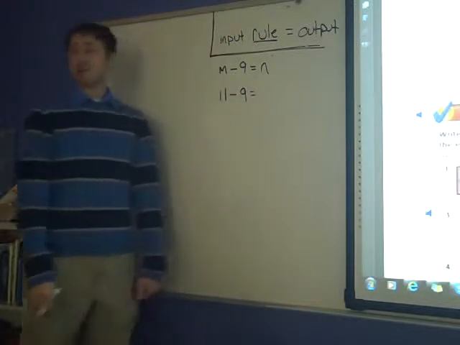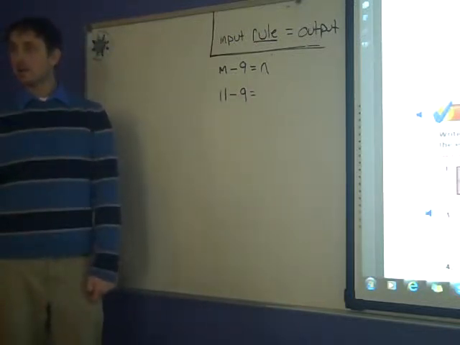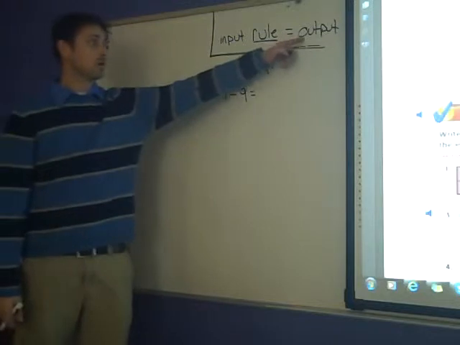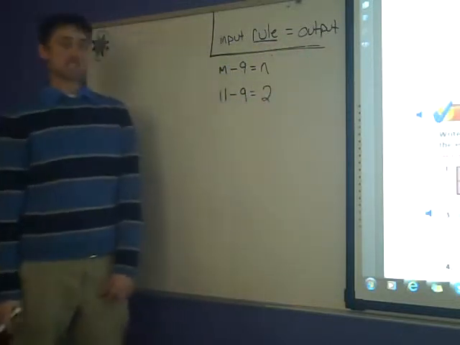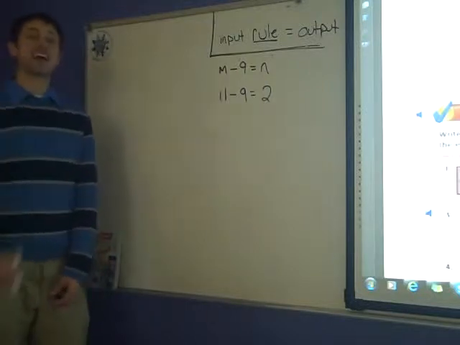Equals. Then I write down my output, which is 2. Then I set up the next one. What's the next one look like? Isaiah.